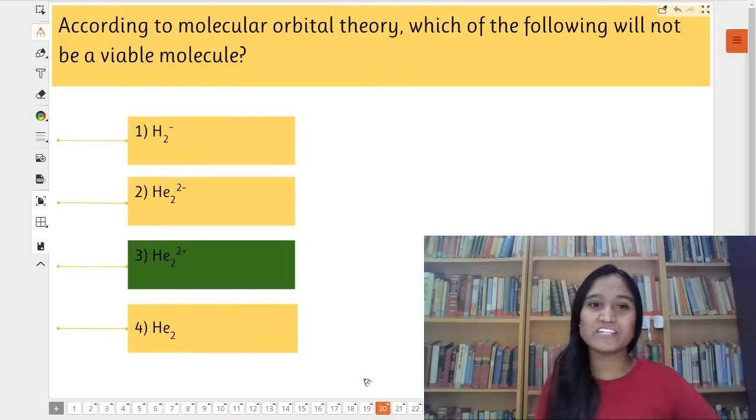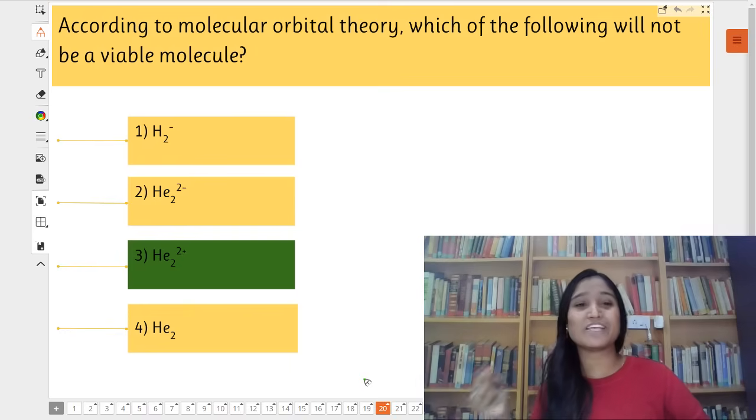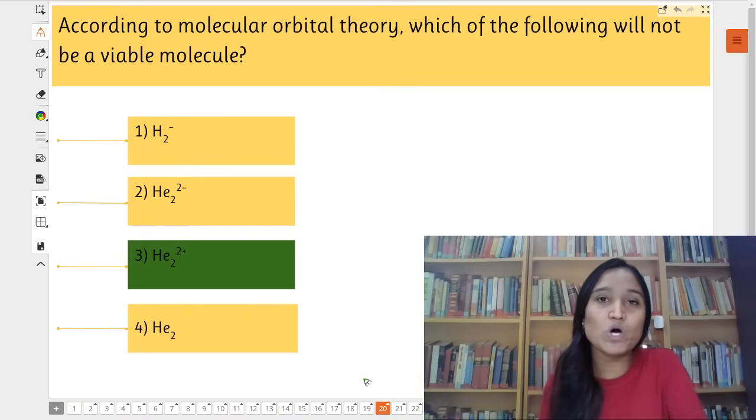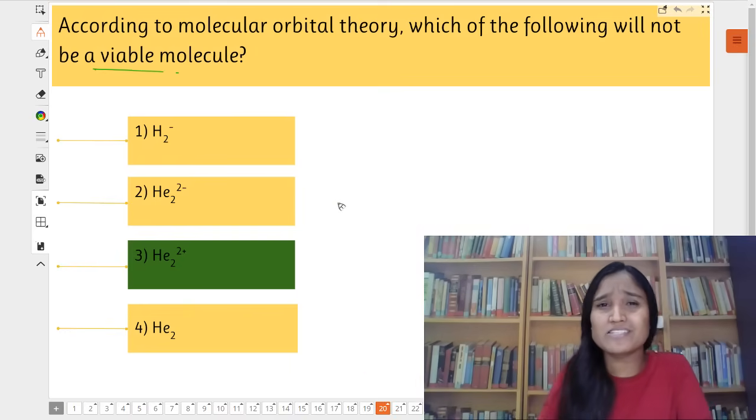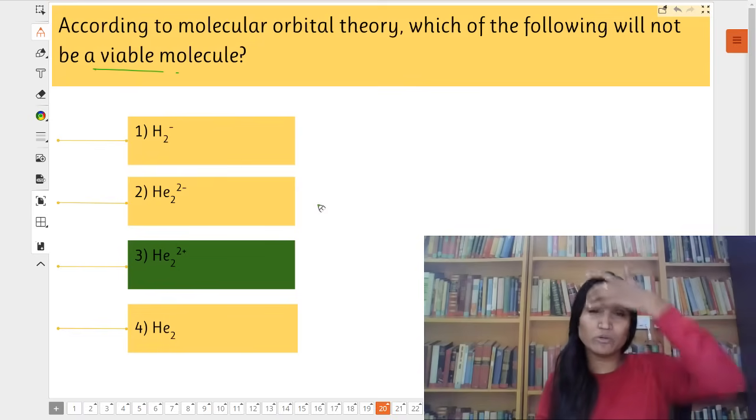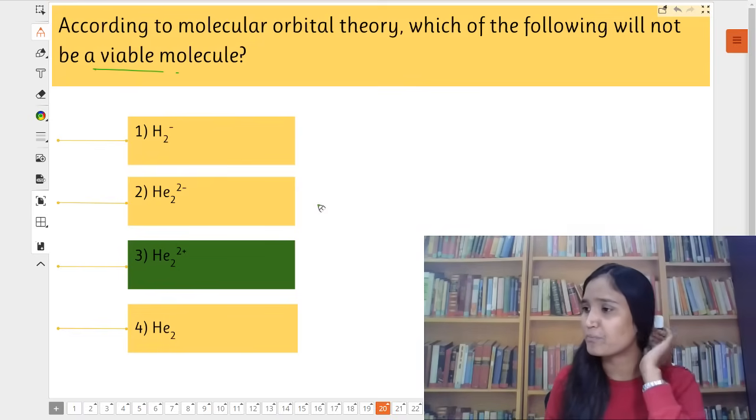Well, there we go with the right answer. It's option 3. I see most of you saying option 4. Calculate the bond order. What does it mean if a molecule doesn't exist? Like, how do you get to know if a molecule exists or not?